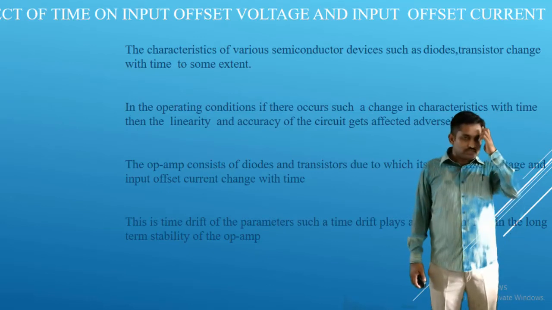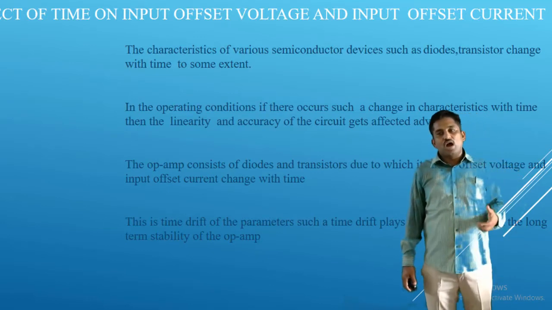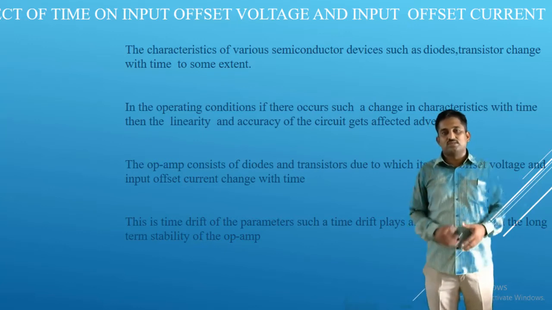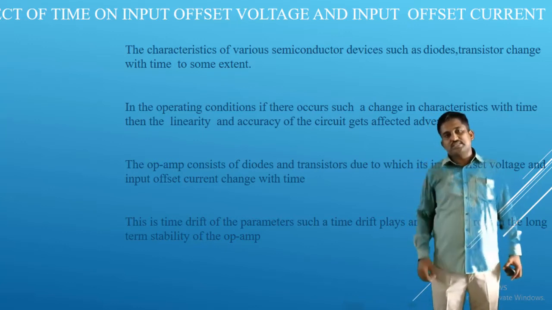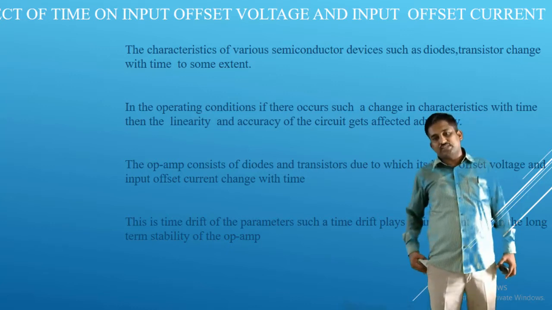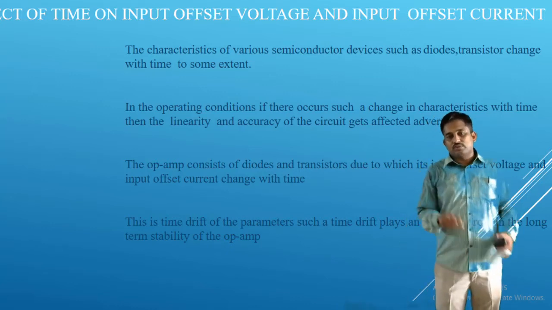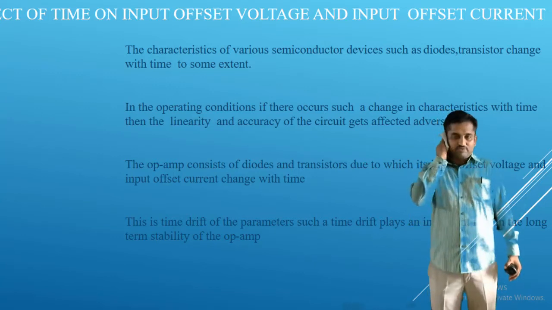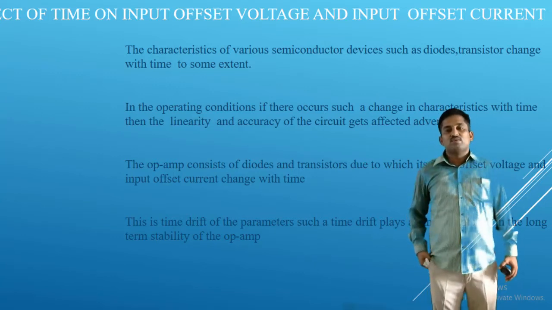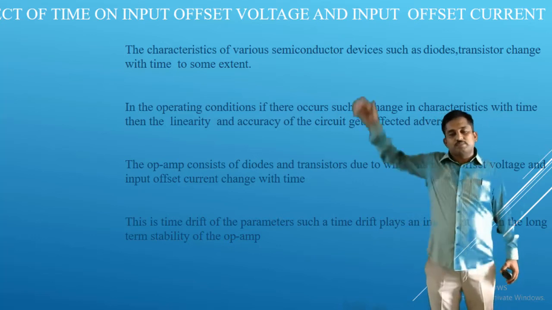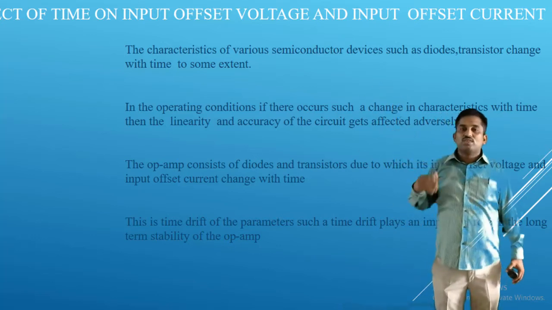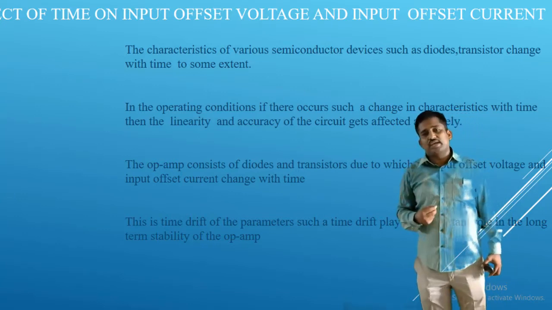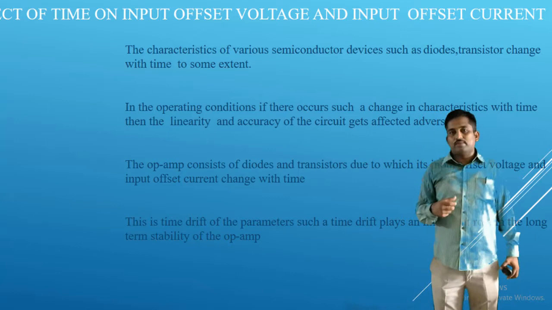Next, the effect of time on input offset voltages as well as input offset currents. Till now we discussed the effect of temperature. In thermal drift, we have to explain with the help of three parameters. One is temperature, the other is time, and the last but not the least, the third one is supply voltage. Now I am explaining with the help of time.